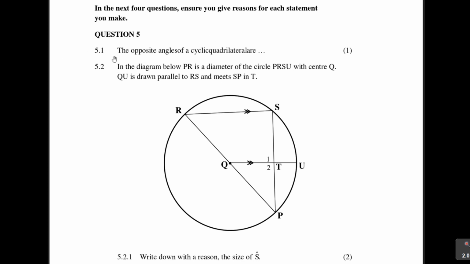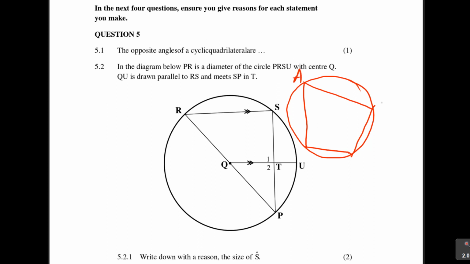The first one says, the opposite angles of a cyclic quadrilateral. Remember the cyclic quad. If we're talking of a cyclic quad, for example, let me sketch one. The opposite angles. So we have a cyclic quad like this. So there is our cyclic quad A, B, C, D. Now the opposite angles, what are they talking about? They're talking about that angle and that angle, or they might be referring to angle D and angle B. What do you know about them?